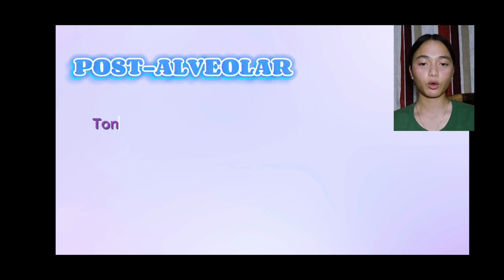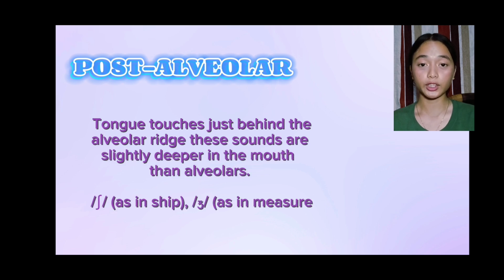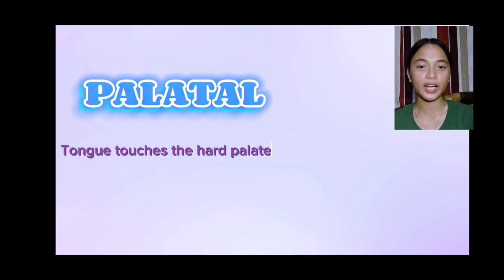The fifth one is post-alveolar. The tongue touches just behind the alveolar ridge. These sounds are slightly deeper in the mouth than alveolar. For example, sh, zh, as in the words shape and measure.